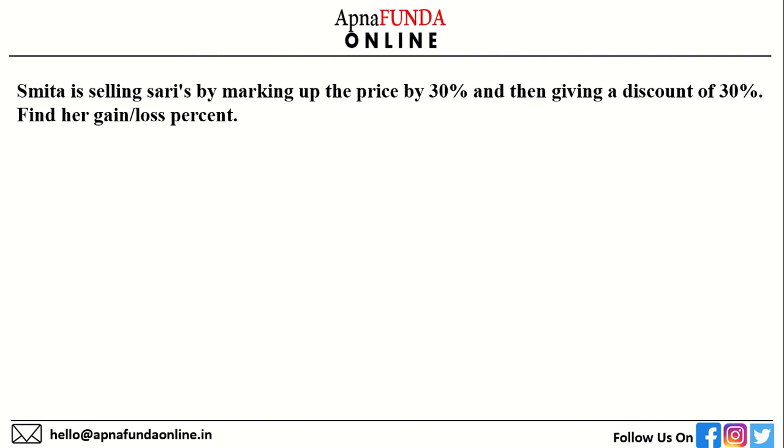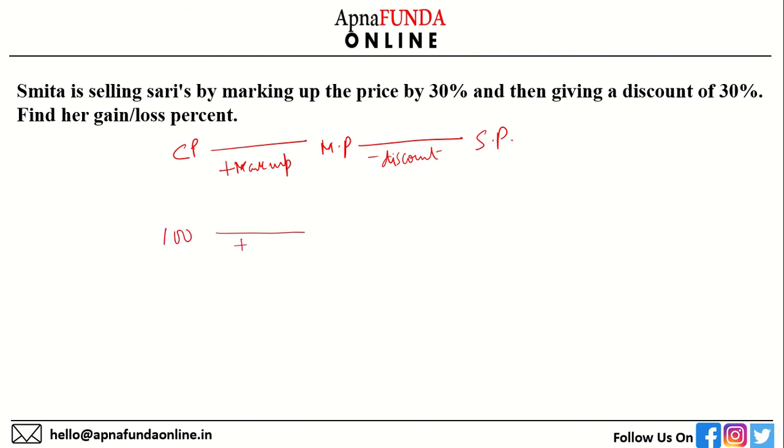In the second video, we said on a cost price, there is a markup which gives us mark price. On the mark price, there is a discount which gives us selling price. It is a similar situation and it is easy to solve like this. So cost price, let's say, is 100. Markup is 30%. That is 30 rupees. So markup becomes 130.